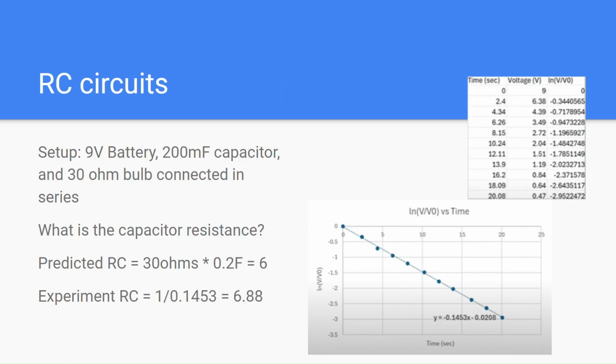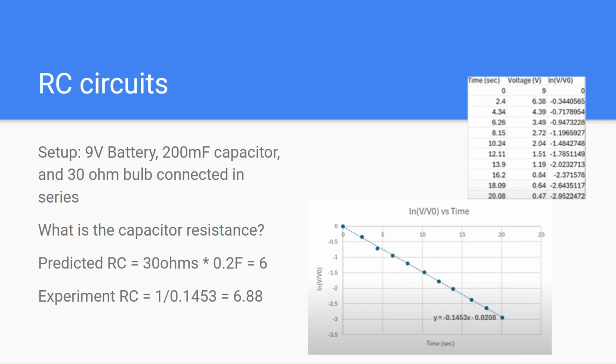RC circuits. I'm going to set up a 9 volt battery, a 200 millifarad capacitor, and a 30 ohm resistor connected in series. You're going to see it has this downward linear slope. Our predicted time constant, resistance times capacitance, was 30 ohms times 0.2 farads, equaling 6. Then in our experiment, we did that over the slope, which is the slope you see there, 0.1453. That means the resistance we saw gives about 6.88.